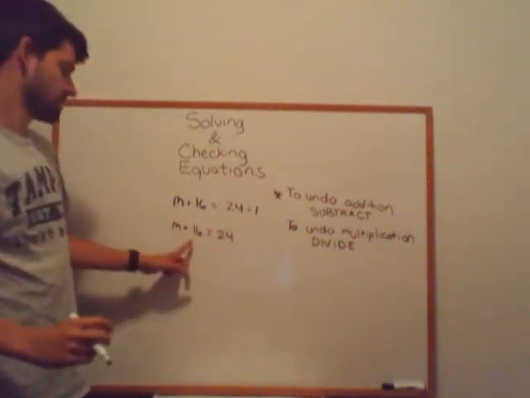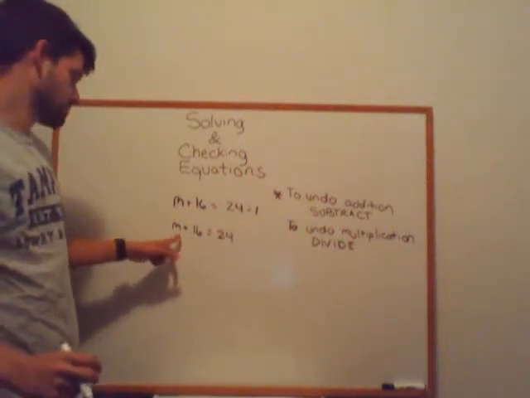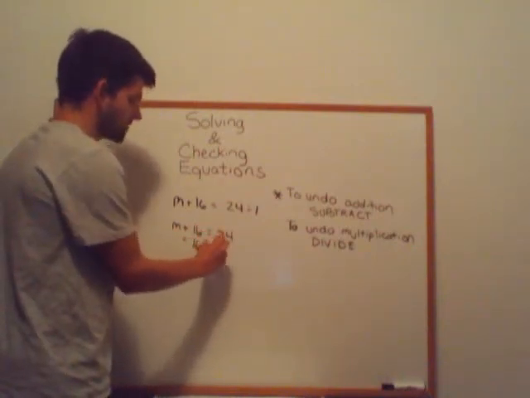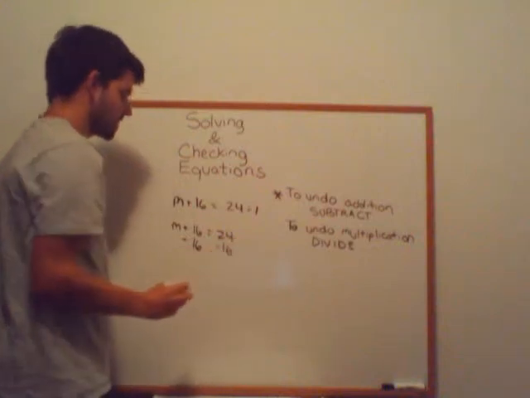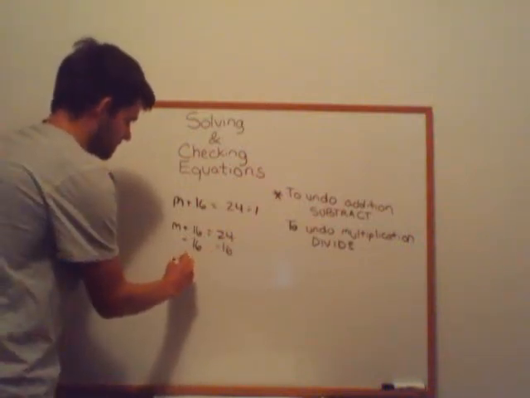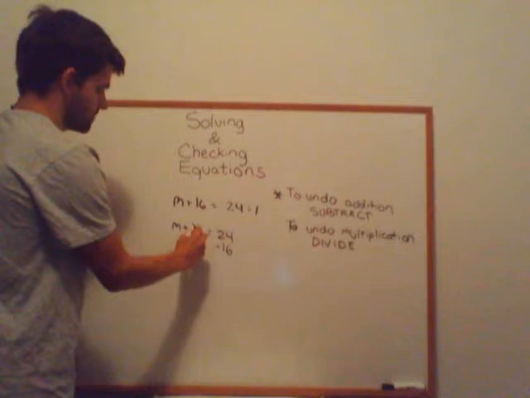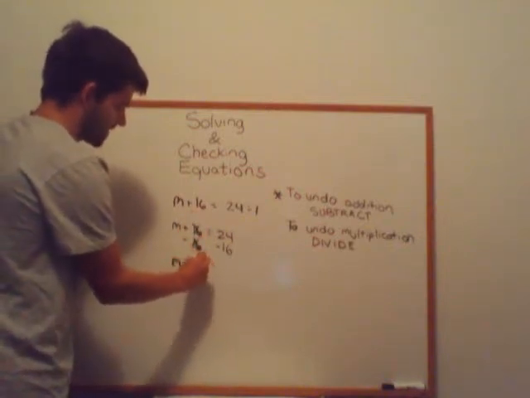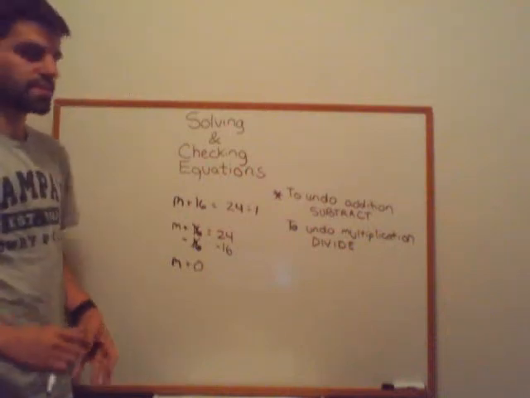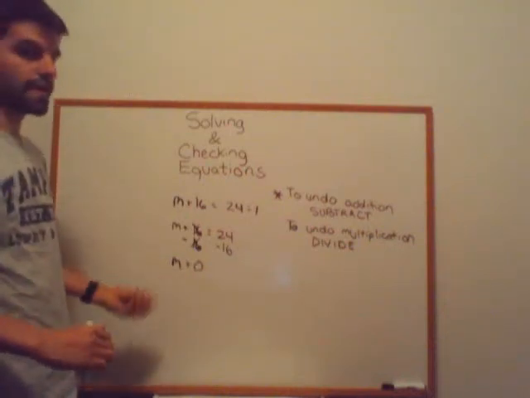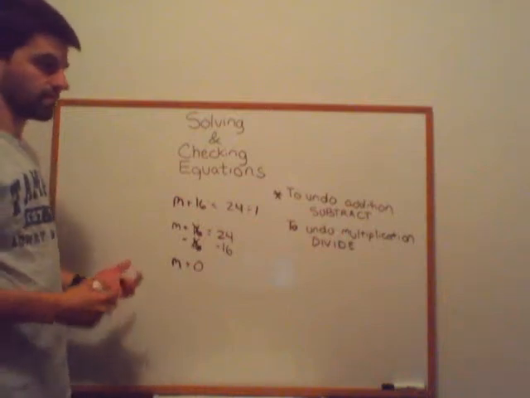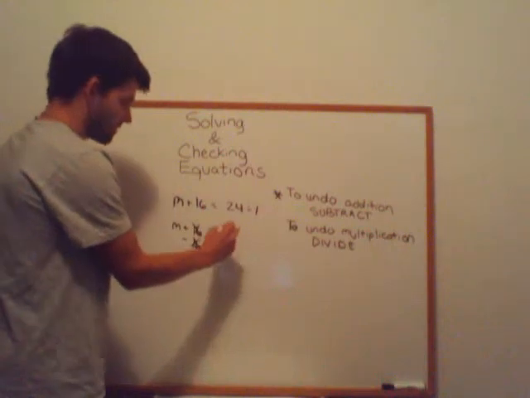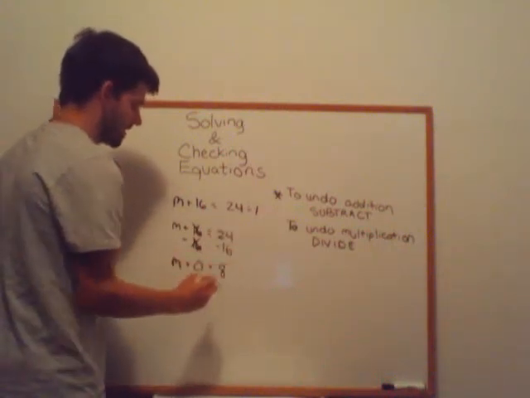Now again, we're going to add 16 to m. So to undo that, we're going to subtract 16. But we have to do it to both sides. And again, what this is going to do is m plus 16 minus 16, that's going to cancel. And you're going to have the plus 0 identity. The plus 0 identity just means that when you add 0 to anything, it's going to be what it originally was. So m plus 0 is m. Then you have 24 minus 16, which is indeed 8.